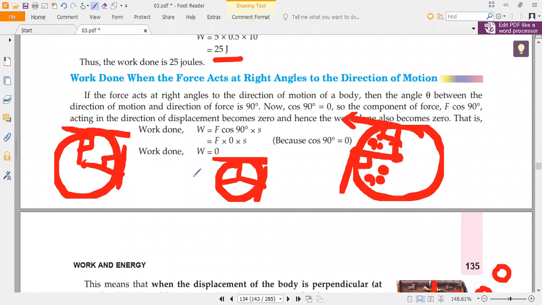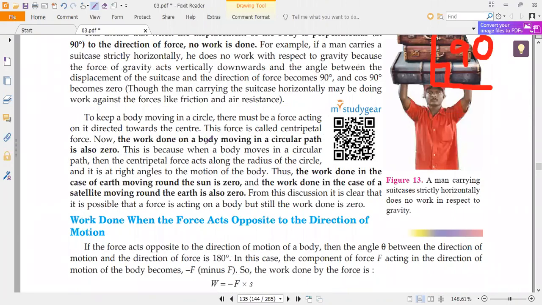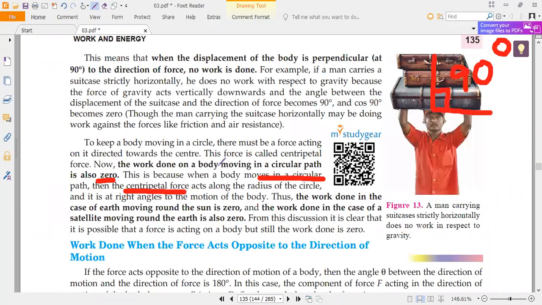So we can say work done is zero when the force acts at right angles to the direction of motion. That is why the work done on a body moving in a circular path is also 0, because when a body moves in a circular path, there is the centripetal force. Do you remember in the gravitation chapter we get the centripetal force? Yes or no? Centripetal force acts along the radius of the circle and at right angles to the motion of the body. The body at every point would move in a particular direction if the force stopped being applied.